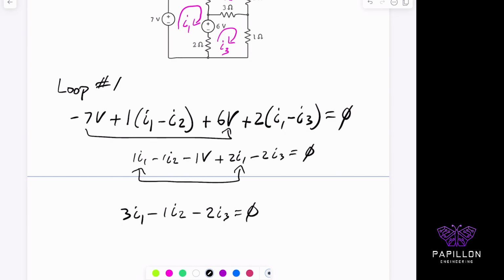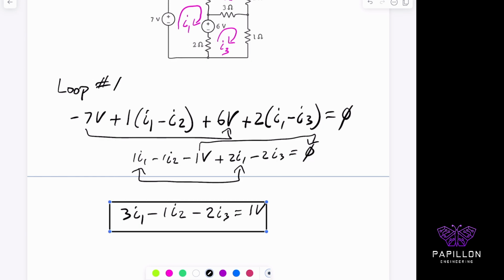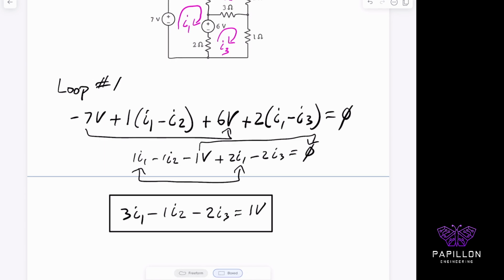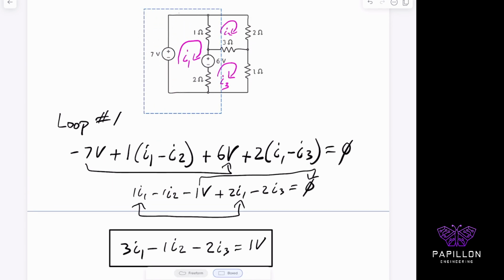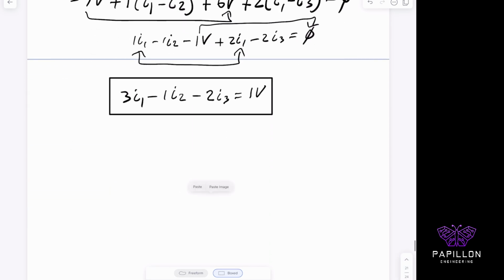All right, so just like that, oh sorry, put algebra there, so moving the 1 volt over, right? Just like that, we're able to have our first equation simplified for loop number 1. Now we're going to repeat that for loop number 2 and loop number 3, and hopefully we'll have 3 equations, and then your anticipation tells you that we should have 3 unknowns.